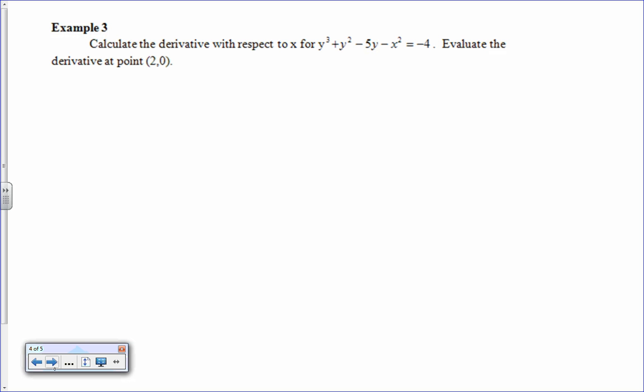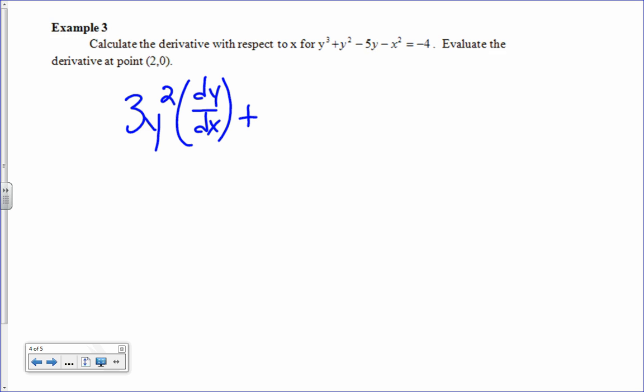Here we go. Let's do the first term. Y to the third. The derivative, with respect to x, of course, is 3y squared dy dx, right? Plus, this is y squared, so I have to do product rule on y squared. You could, but that'd waste your time. So it's 2y. You notice what I do with my dy dx's, though? I put them in parentheses so I can locate them. That's just a personal thing. Minus 5y, the derivative of that is minus 5.